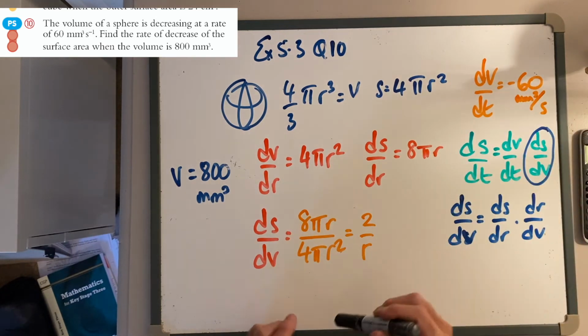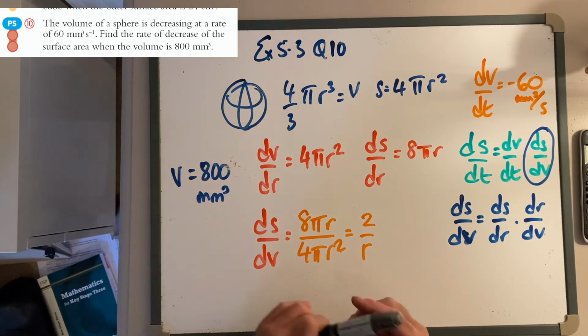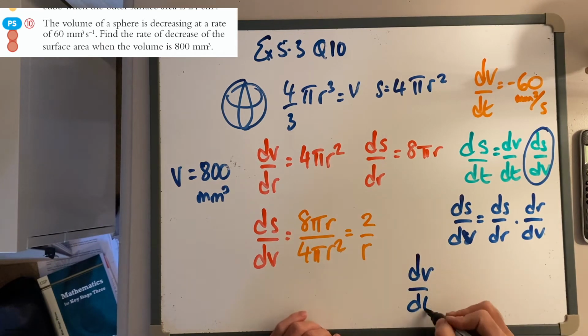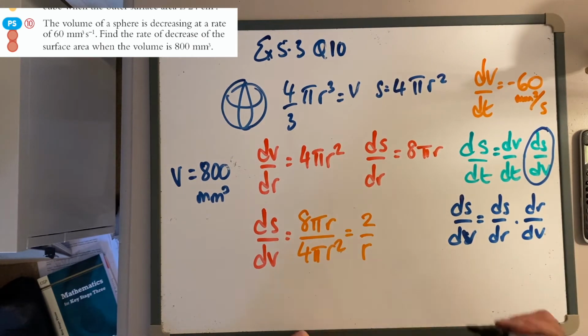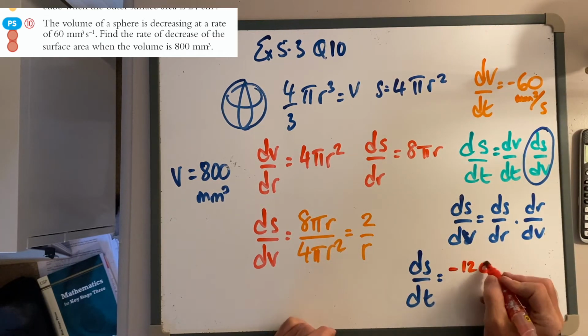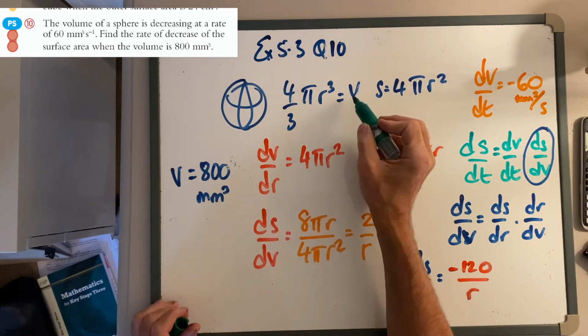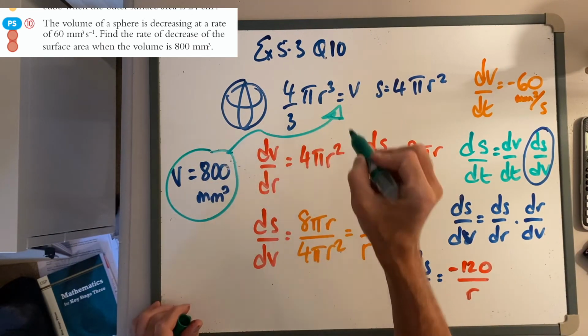So that's minus, and I know when it says V equals 800, I've got to work out what is the value of r when V is 800. But in terms of my dV/dt, it's really quite nice. So my dV/dt, sorry, not my dV/dt, my dS/dt, that's what I want, isn't it? My dS/dt is going to be 2 over r times that, so it's minus 120 over r. Okay, so I now need to find out my r value. And to do that, I'm going to put this into here and see what happens.